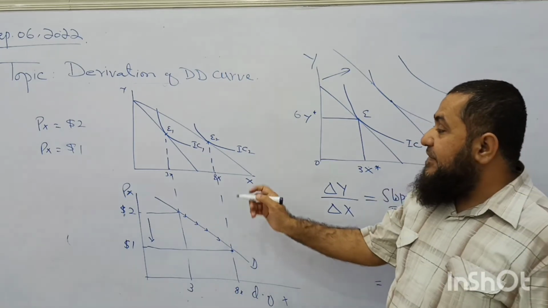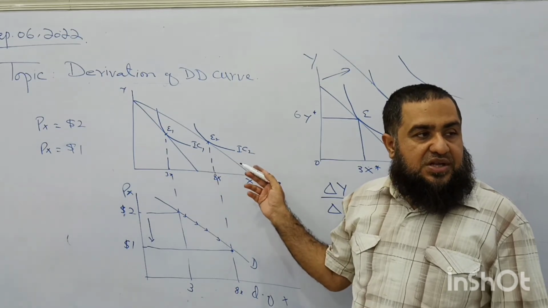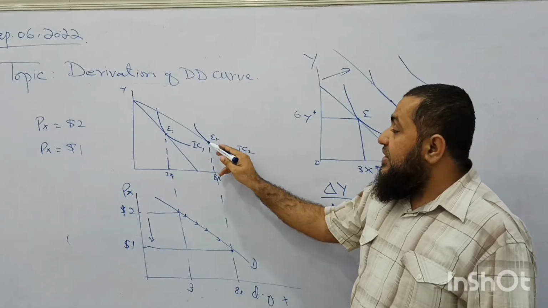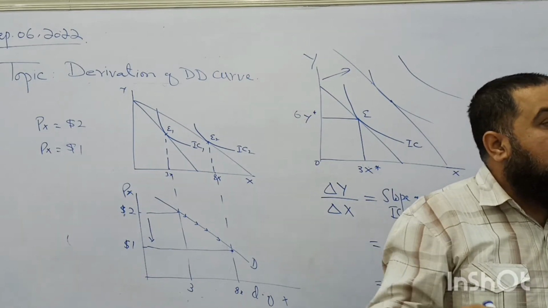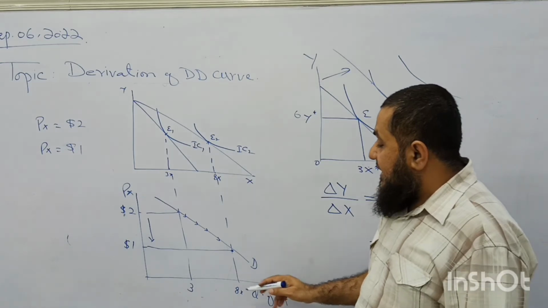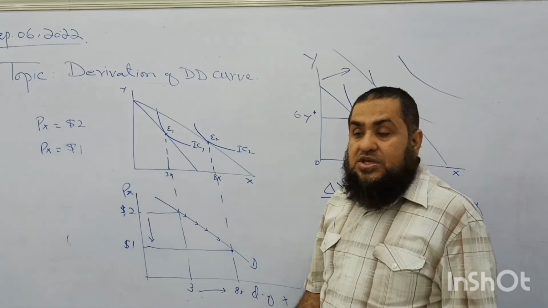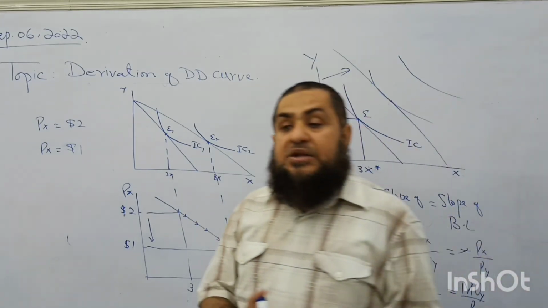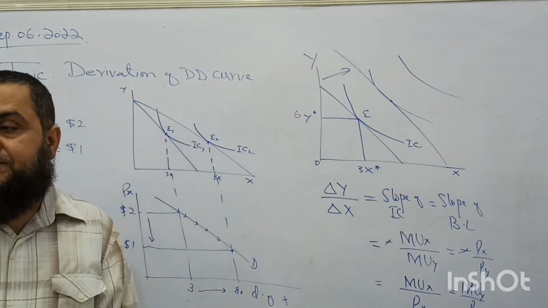Clear? So when price of X falls, budget line will become flatter. It will rotate on the right side. So a new indifference curve is available at this new budget line. So he is going to consume more of X. His nominal income remains same, only his real income has changed. So at this new price, as consumer has increased the consumption of good X, by joining these 2 points, we have derived what? A demand curve of a normal good which is downward sloping. Clear?